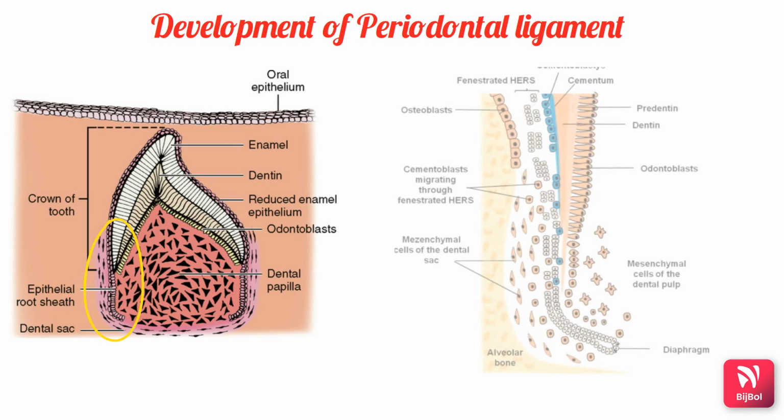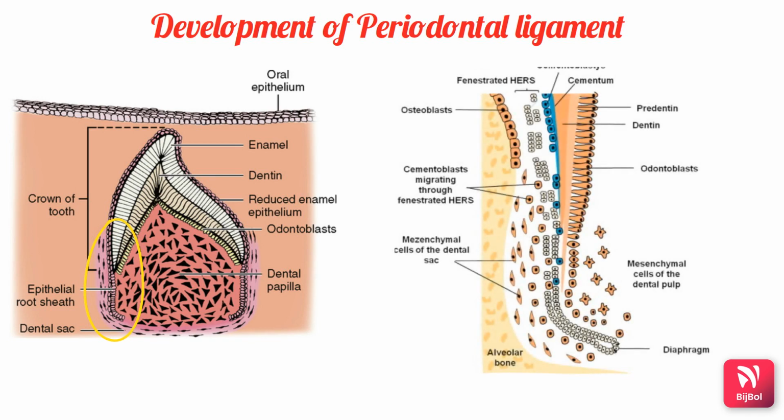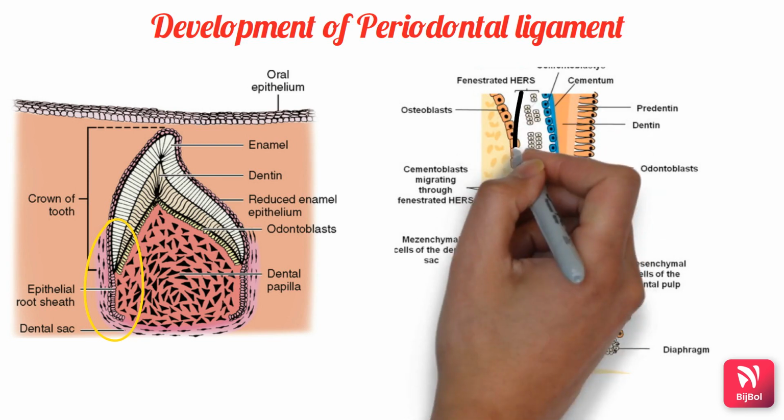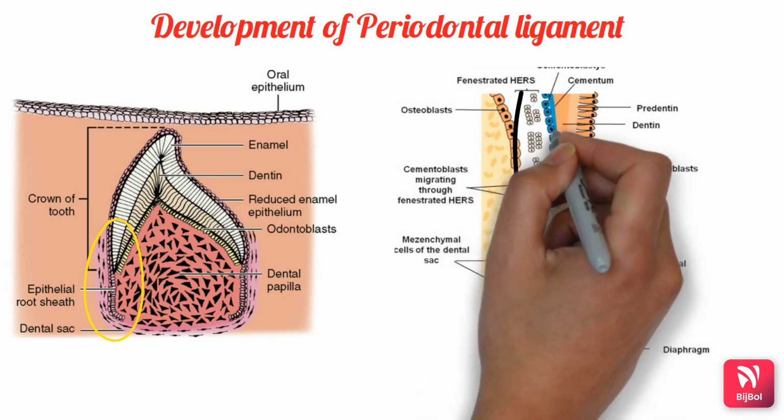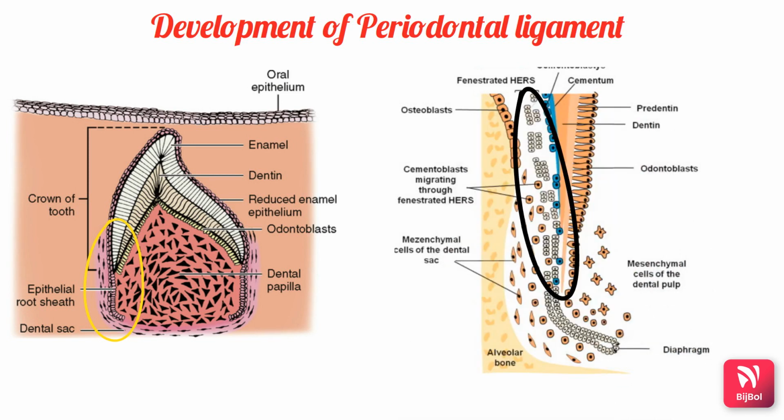Now this Hertwig's epithelial root sheath stimulates the cells of the dental papilla to form the root dentin and then cementum. After the root dentin is formed, the Hertwig's epithelial root sheath will undergo fenestrations or breaks within it. As you can see in the second picture, those black cells are nothing but cells of Hertwig's epithelial root sheath, wherein it undergoes breaks.